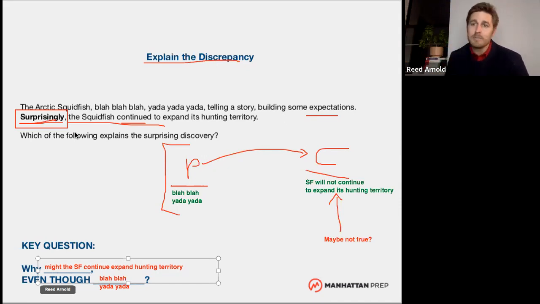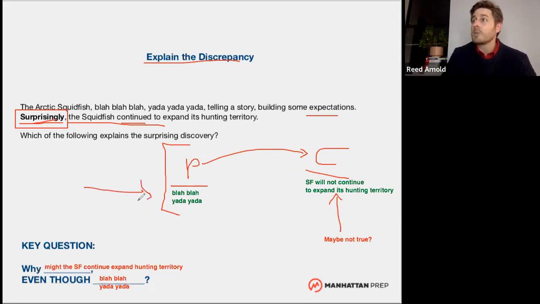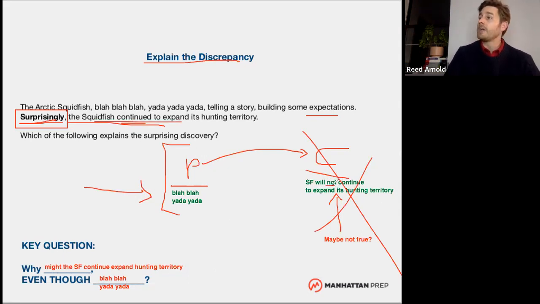So it's the exact same goal for the answer choice, even though the setup is different, even though it's not explicitly asking us to weaken an argument. We can see that there is an argument that we would want to weaken, even if, as is the case here, it's an argument that we already know is wrong. That is the difference. We know now that that conclusion isn't true. Actually, the squidfish did continue to expand its hunting territory. I know you used to think it wouldn't, but it did. You just don't know why. Well, the reasons why are the same reasons we could think of to weaken the argument back when it was an argument.